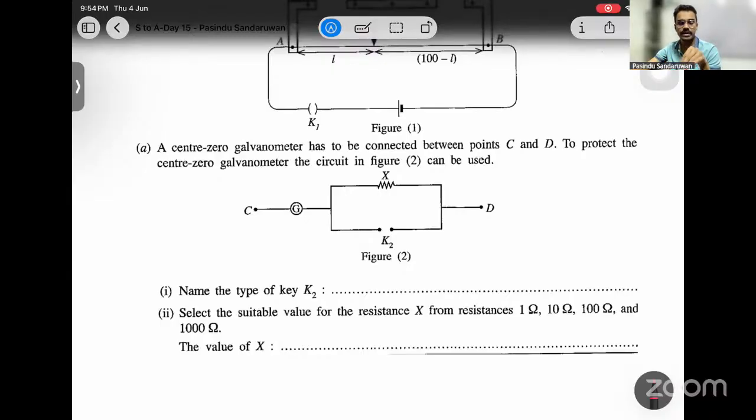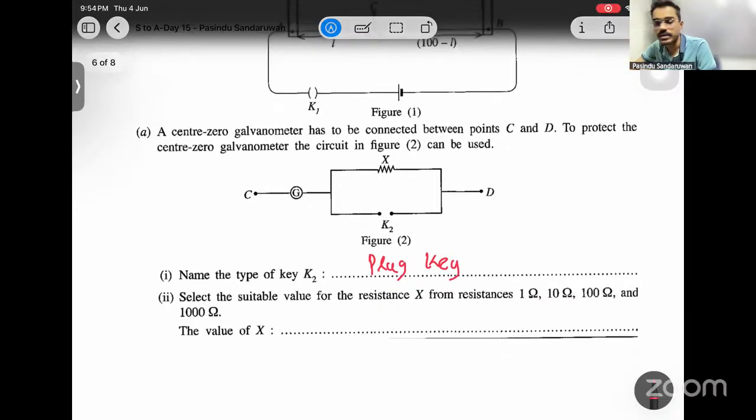If the tap key is used, you have to keep tapping it. If the hand is taken off, it is going to untap. Then plug keys are used. K2 is a plug key. We explained this in class too, when doing meter bridge and potentiometer both.